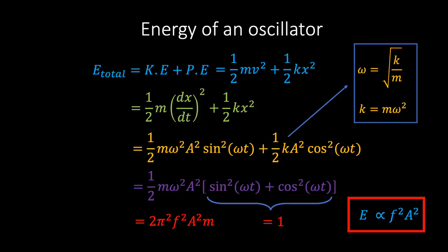We also see that the energy of a classical oscillating spring is proportional to the frequency squared multiplied by the amplitude squared. And so we see that the energy of a classical oscillating spring can take any value, since the amplitude can vary continuously. What we now want to do is see if this is still true once we incorporate quantum mechanics. So let's do that.